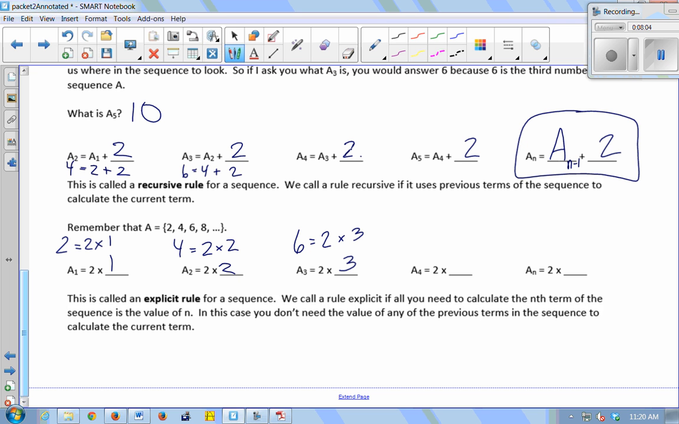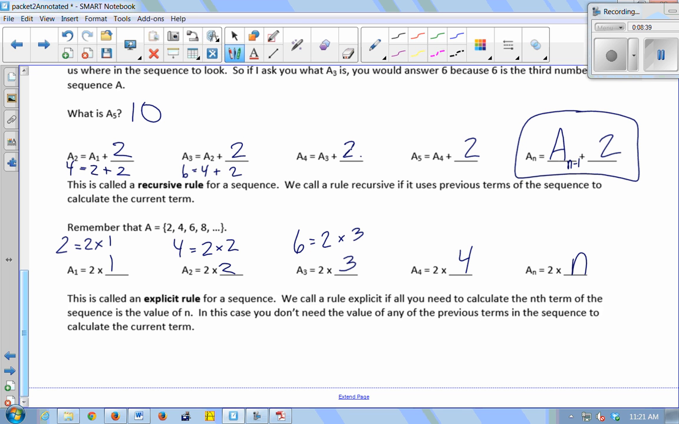So A sub 4, without writing out the stuff on top, what do you think is going to go in the blank here? 4, yeah. The number that's going in this blank is the subscript, right? A1 is 2 times 1. A2 is 2 times 2. A3 is 2 times 3. A4 is 2 times 4. So what would A sub n be? 2 times n. The subscript, you always double the subscript, and that gets you the value, right?